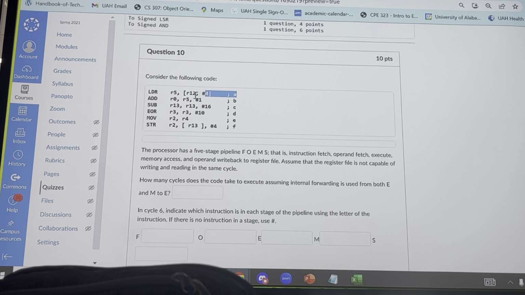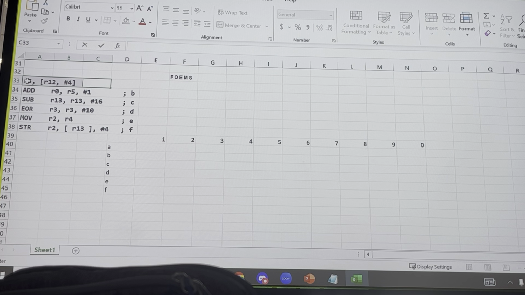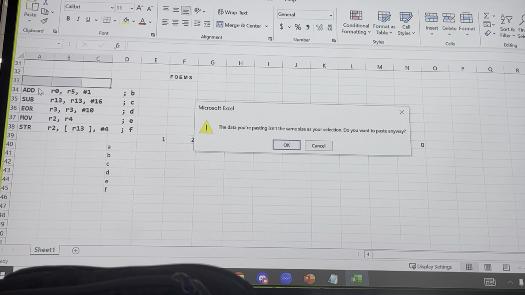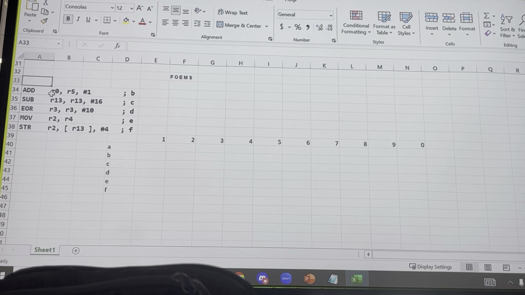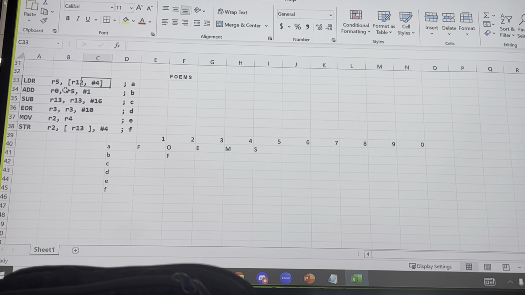Let's see, I'll do this. Just click the first cell. Control V. Oh yeah, beautiful. Alright, okay, so the first one is W. No, it's F. So F, O, F, O, M, S. We try F. Is this possible? We loaded here. We need to wait, don't we?